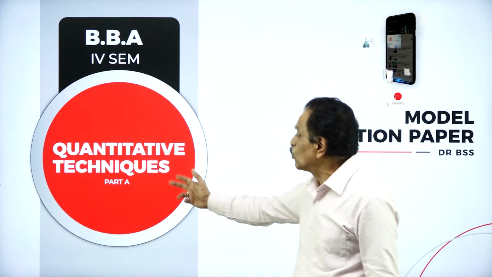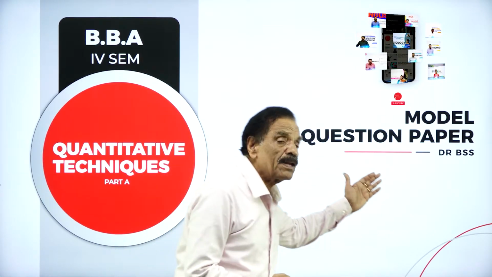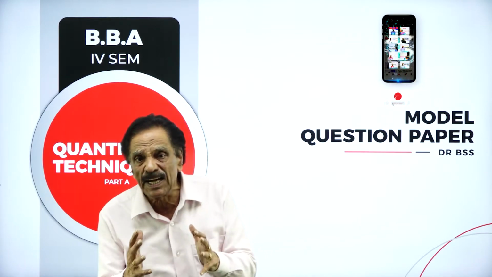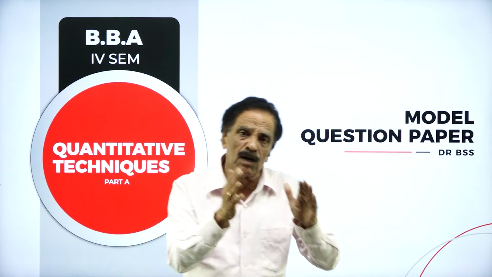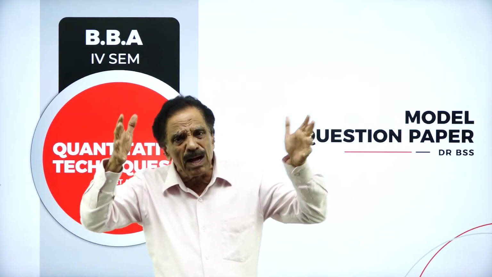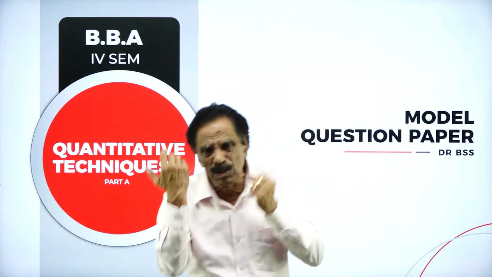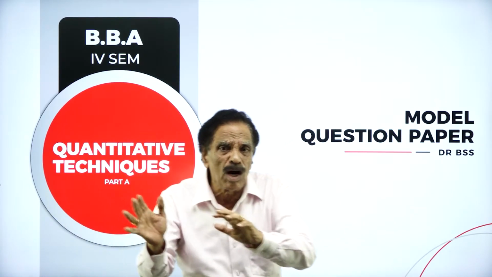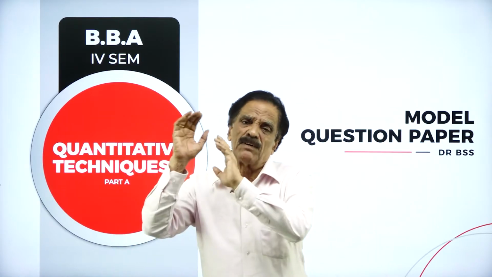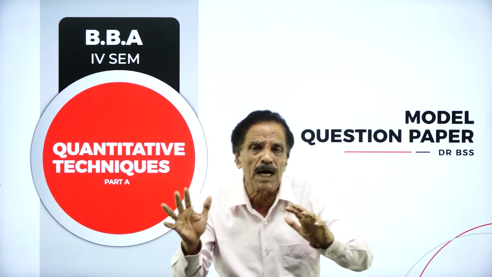I am going to handle Quantitative Techniques Part A, 4th semester BBA, in the form of a model question paper. I divide the entire question paper into two groups, Model A and Model B, which contain all the question paper problems, just like a syllabus, with all the contents it has. So I will solve them one by one. We'll move on to the problems first: indices, then logarithm, then ratio. All the problems I'm going to solve.